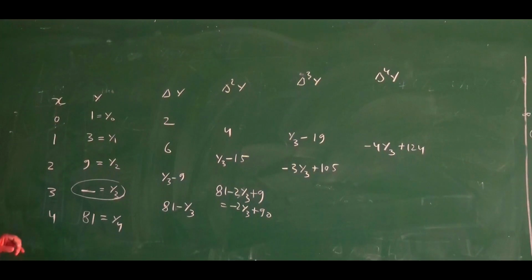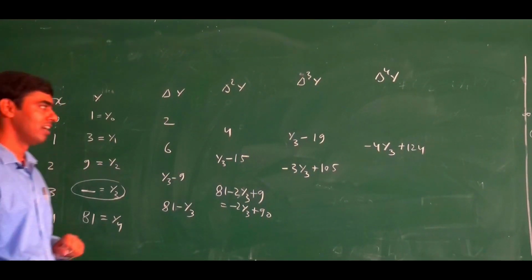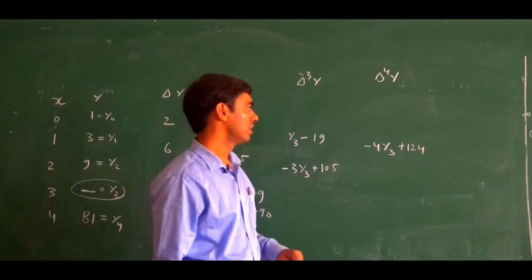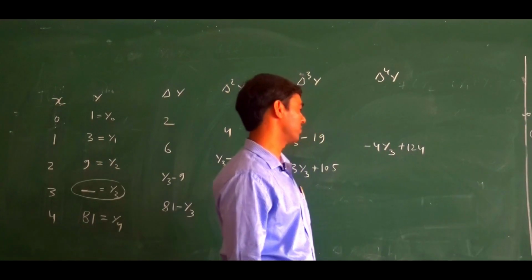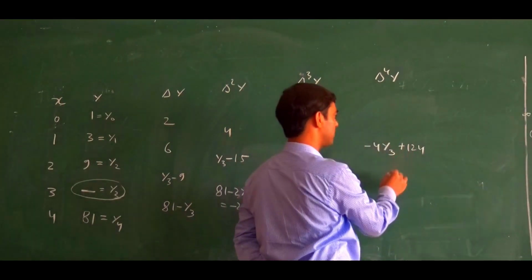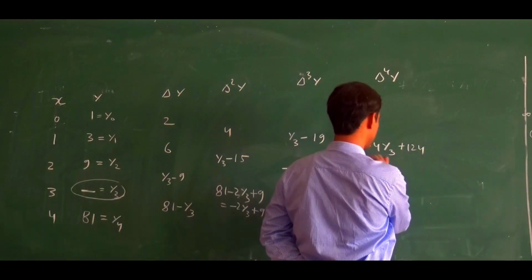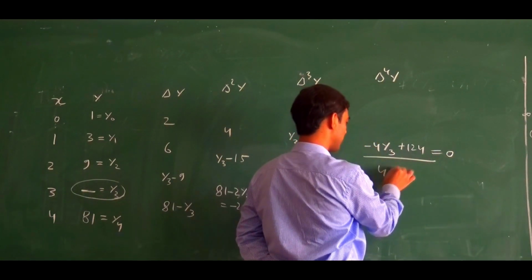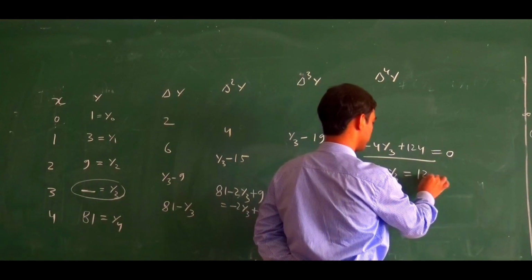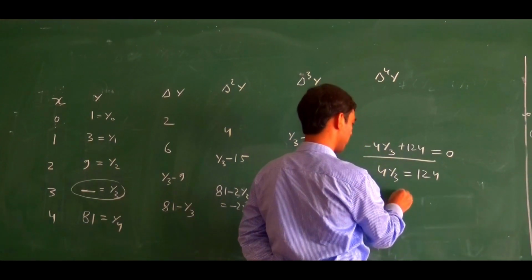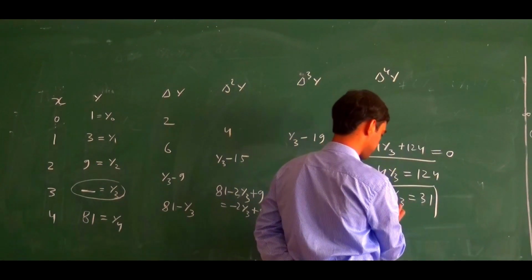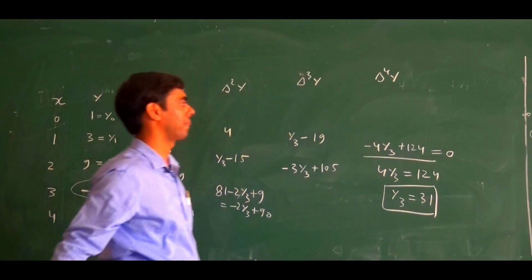So what do we conclude here? How many unknown values? 1, 2, 3, 4 known values, so the fourth difference becomes 0. The fourth difference must equal 0. If this equals 0, then 4y3 equals 124 and y3 equals 31.